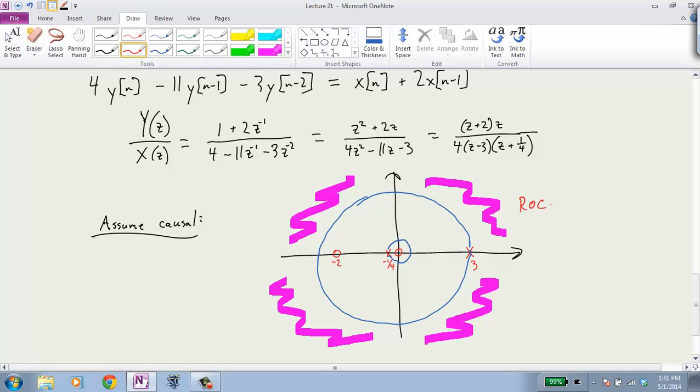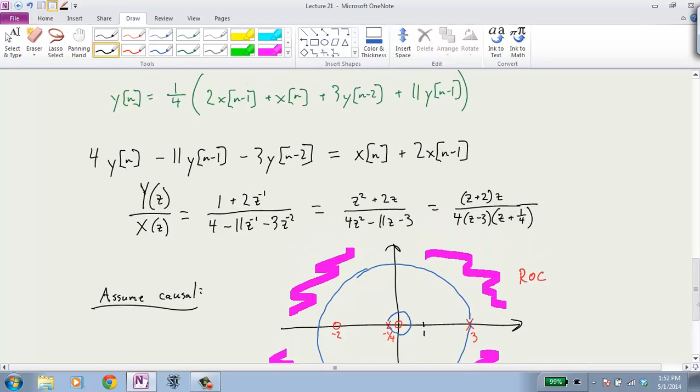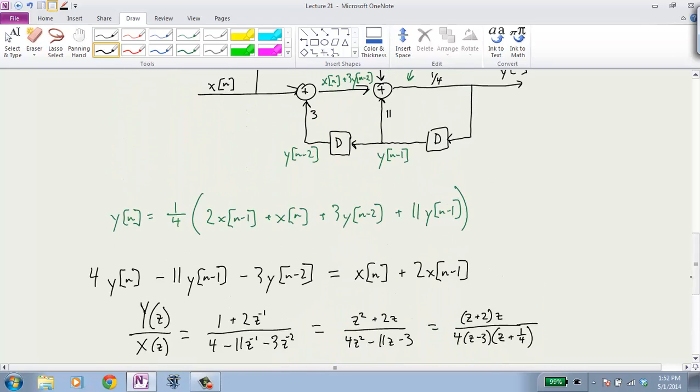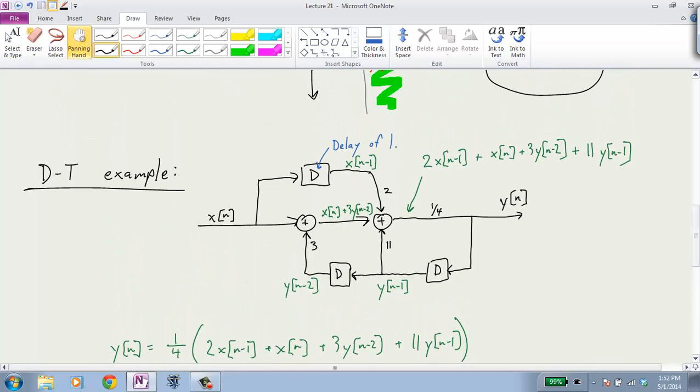Now, here's the ROC. How do I decide if it's stable? Yes? Good. The unit circle is inside, and the region of convergence is outside. So this is unstable as well. What does it mean that this is unstable? If I put a delta function in, you can follow what would happen. You can try to get the impulse response little by little, and that's actually quite easy. You can follow this through and put a delta function in, which means a 1 at time 0, and then all the rest of the time it's 0.